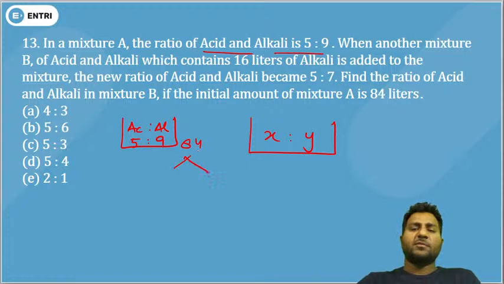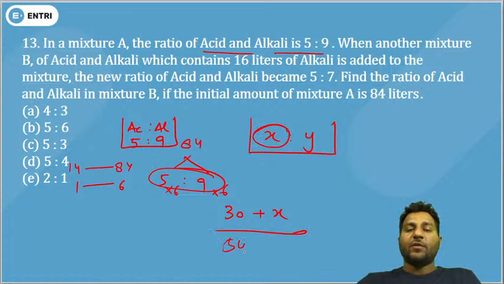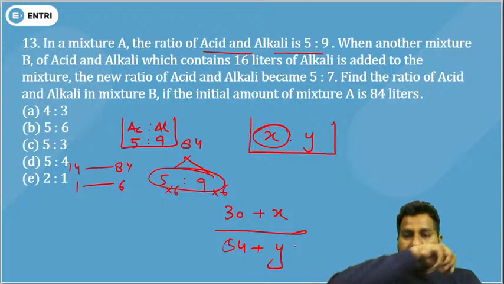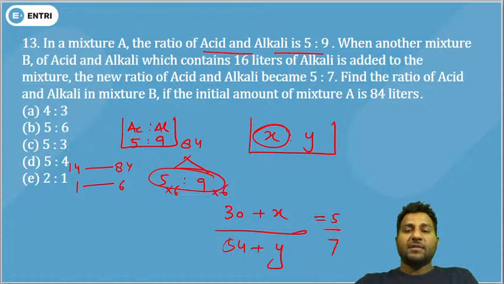So let's split it, 5:9. That means 14 equals 84. So 1 equals 6, that means 5 equals 30 and 9 equals 54. So with 30 liter we added X liter of acid, and with 54 liter we added Y liter of alkali. And the new ratio has become 5/7. So let's sort this out and solve it.